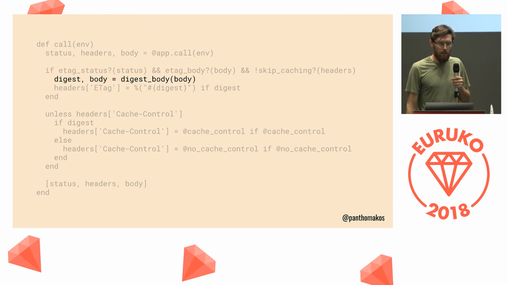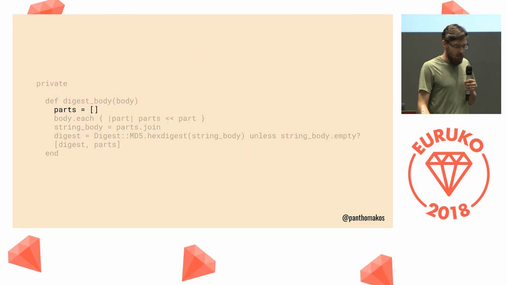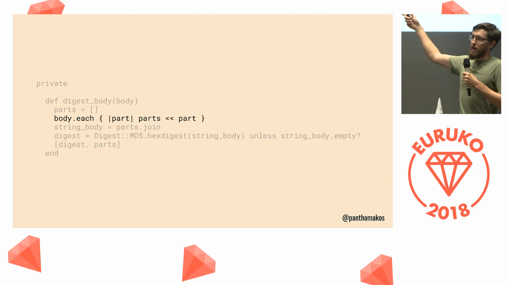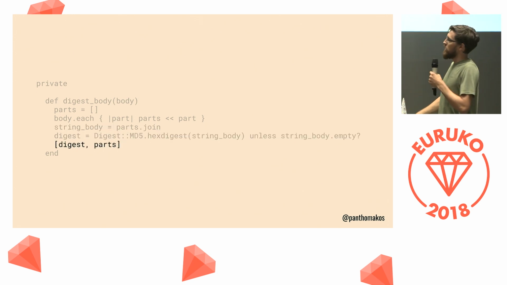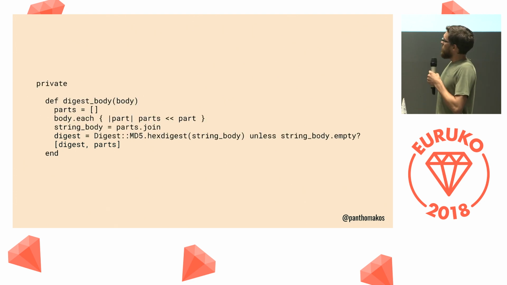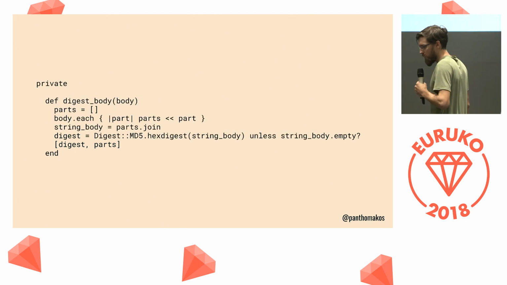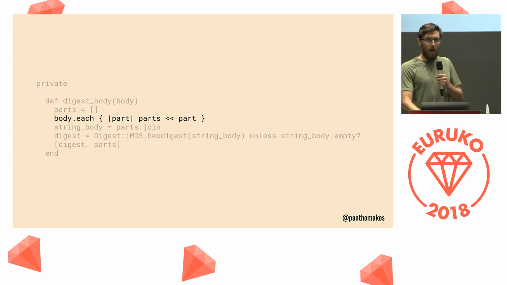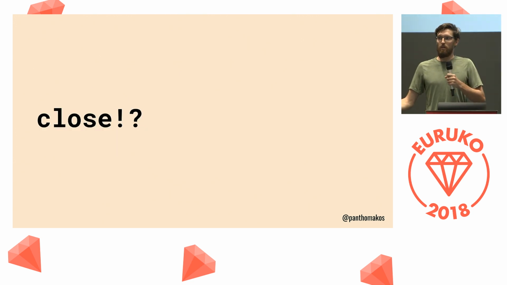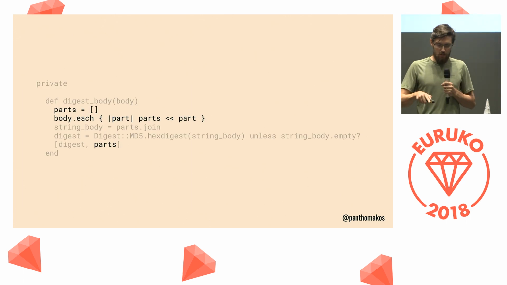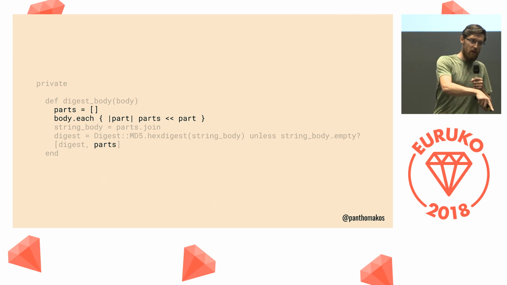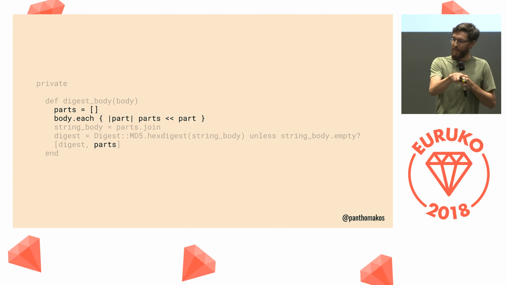So what is this digest body thing? It looks like this. It's a private method. It has a parts array. We iterate through the body, and we add all the parts to the parts array. We join them up to a string, and we create this MD5 hex digest that we return along with the parts. But as you may have noticed in this entire thing, we iterate through all the parts of the body, but we don't do anything with the close call. There's no close call there. And in fact, we create an array of parts. We add all the body parts to that array. It's gruesome, but all the body parts to that array. And then we return the parts at the very end.